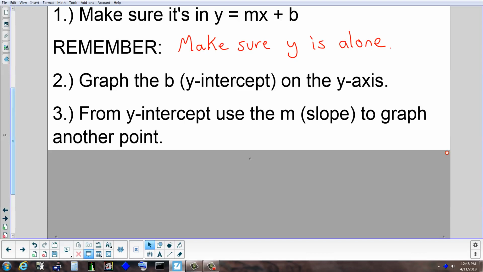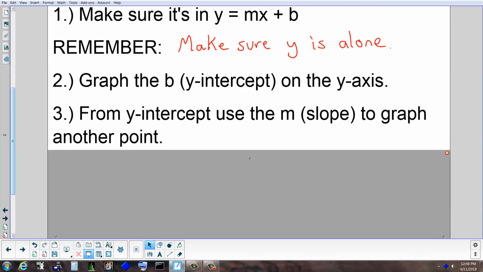If the slope is 2, what are we going to do? Up 2 and over 1. Maybe be more specific with over. What direction? Like this way. What is that way? Right. Yeah. So we'll go up 2, right 1.